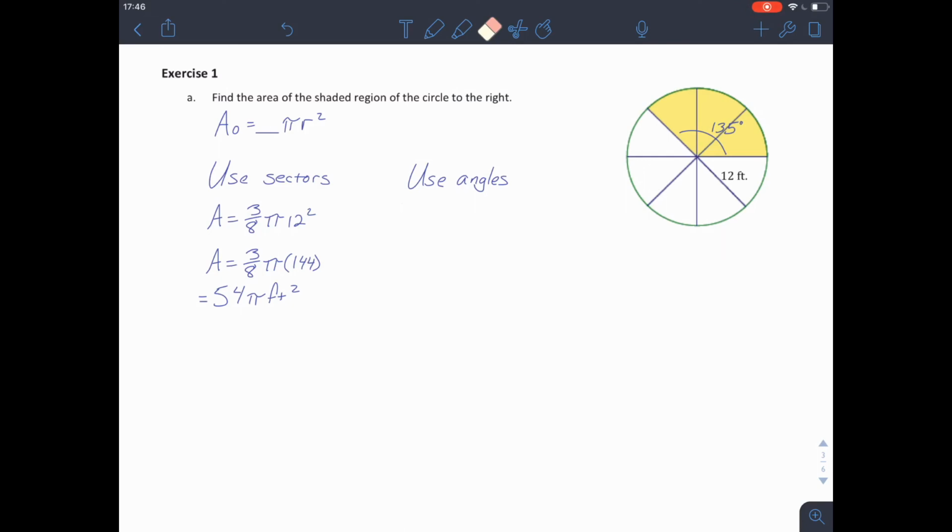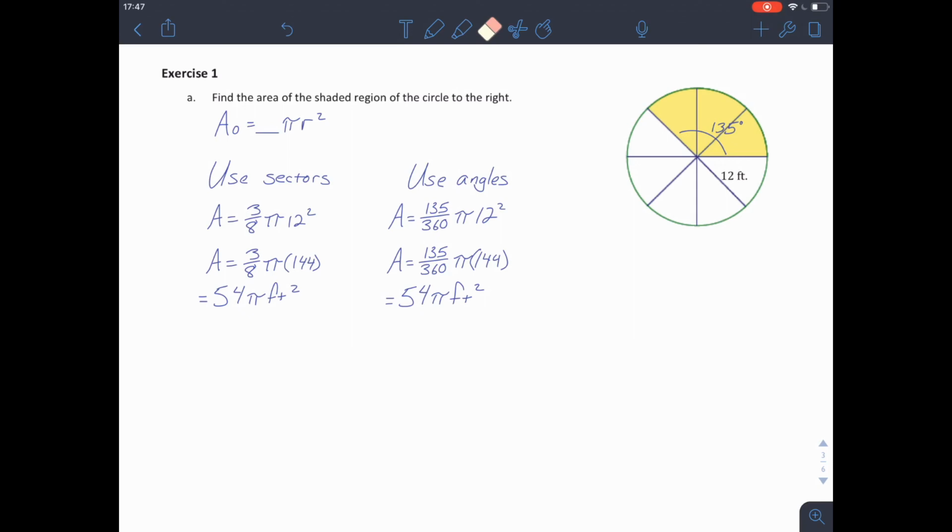So we can use the fact that there are 135 degrees in the sector we're looking for, and then divide that by 360, and we have a fraction when we set it up like that, 135 over 360. Then we're going to do the same exact strategies we used with the other one. PEMDAS, order of operations. 12 squared is 144. And then when we do 144 times 135 over 360, we get the same exact answer as when we had 3/8. And the reason for that is because 135 over 360 is equal to 3/8.